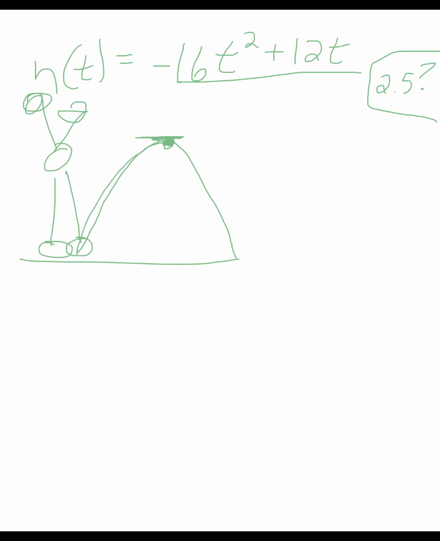Okay. So I have the equation up there. To find my vertex, I'm going to do negative b over 2a. So that'll be negative 12 over negative 32. Okay. Negative b over 2a. So that reduces to be what? 3/8. Yes. So it would take you 3/8 seconds to get up that high. But again, that's not what I need.